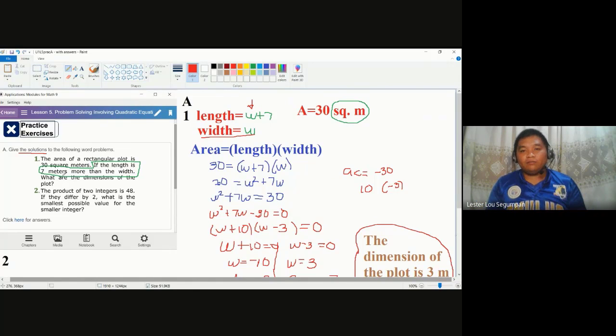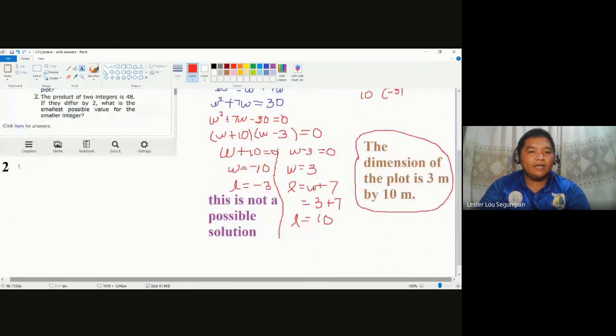We are solving the area, we are solving the measurement, but we actually use the concept of quadratic equations. Let's have number 2. Number 2 now talks about the product of two integers. The product of two integers is 48. If they differ by 2, what is the smallest possible value for the smaller integer? So let us use the given.